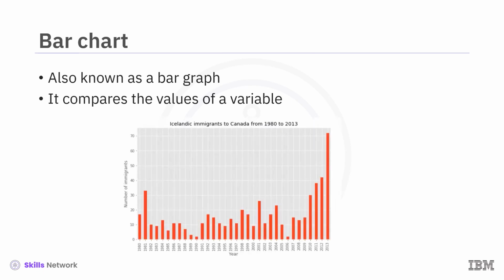For example, say we want to visualize in a discrete fashion how immigration from Iceland to Canada looked from 1980 to 2013. One way to do that is by building a bar chart where the height of the bar represents the total immigration from Iceland to Canada in a particular year. How do we do that with Matplotlib?